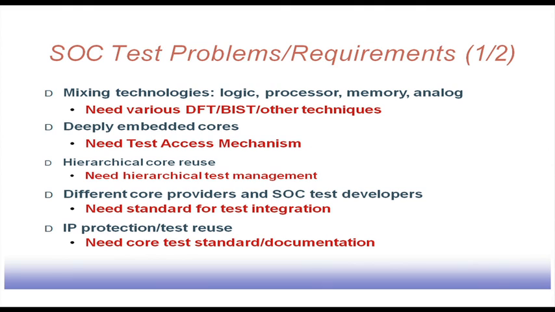So, the first level cores are to be tested, and then for this IP reuse I have to use the next level of access mechanism. So, that way there is a hierarchical core reuse case. So, that will be there, and we need to have a hierarchical test management policy. So, the test access mechanism as well as the test scheduling algorithm should be able to take care of this hierarchy. Different core providers and SOC test developers.